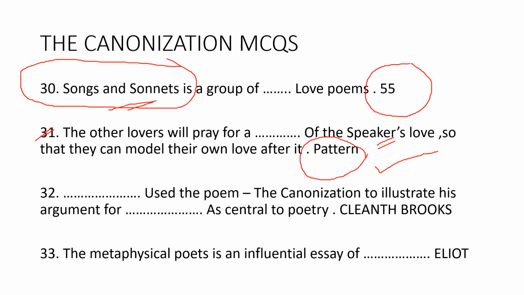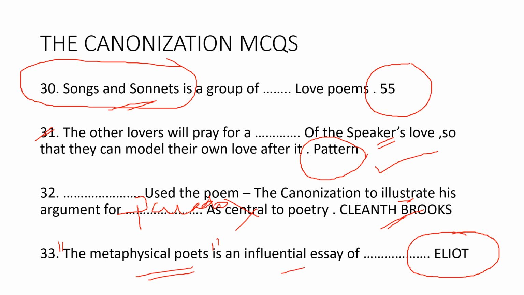Dash used the poem The Canonization to illustrate his argument for dash as central to poetry. Paradox as central to poetry. Here it is paradox. It is Cleanth Brooks. The Metaphysical Poets. It is an influential essay written by T.S. Eliot. The Metaphysical Poets, an influential essay written by Eliot.